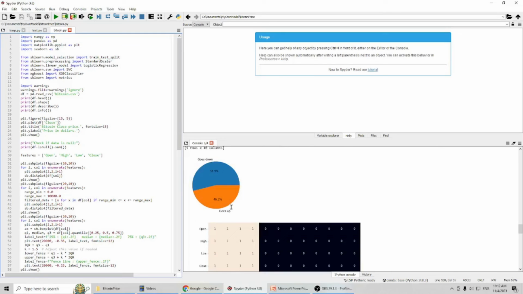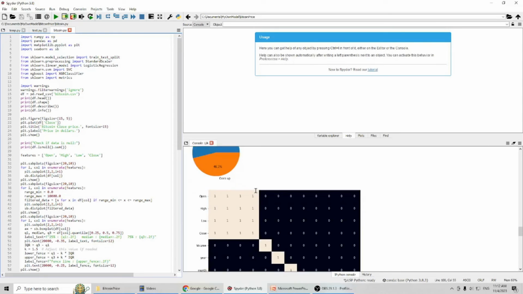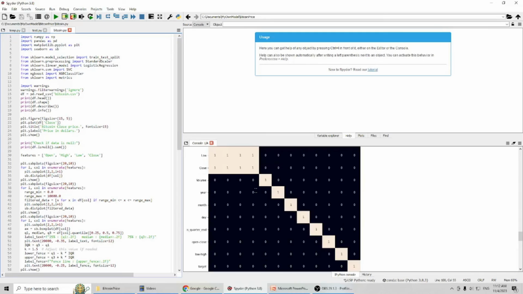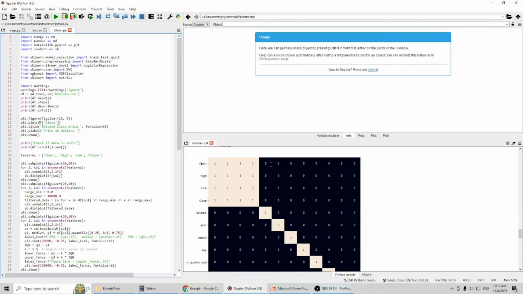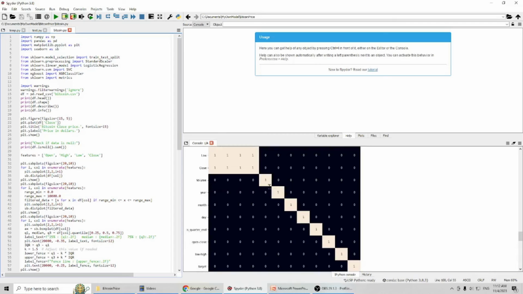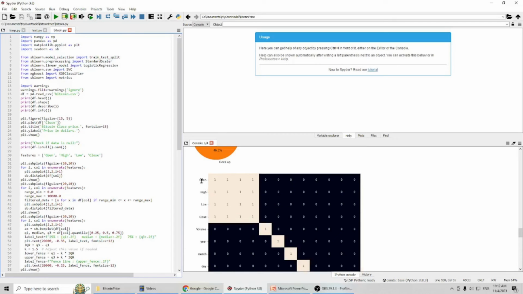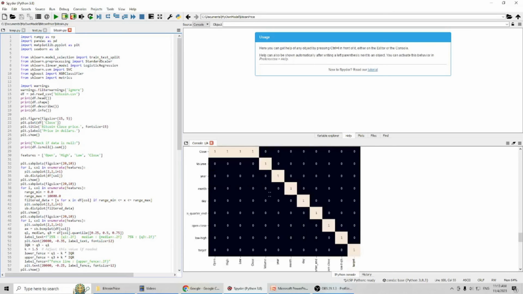Now, because we added a lot of new features to our data, let's check if all those features are correlated. You can see, of course, the feature will correlate to itself, and the high price, open price, low price, close price will highly correlated. For other features, they are not highly correlated. That's good.